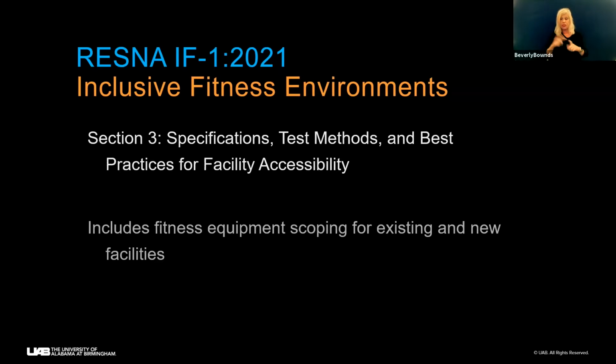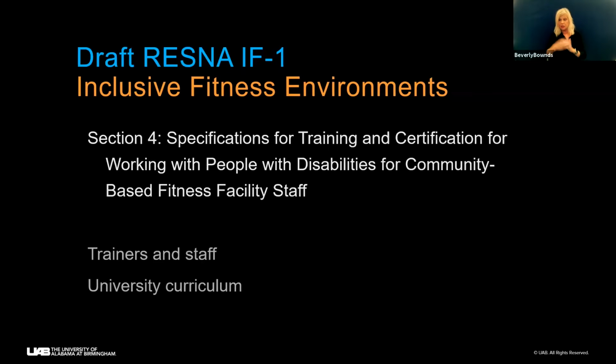Next slide. Section 4 is about training and certification for staff. This is more than just for fitness trainers. Really, the heart of inclusive fitness culture is the staff. And if you meet all of the other requirements, but you don't know how to interact with people of different abilities or how to implement the policies in your daily job, the fitness center, any fitness center, is going to fall short of meeting the needs of people with disabilities.